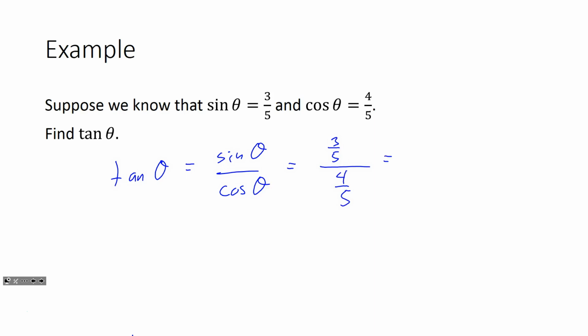To simplify this, we take the 3/5 and multiply by the reciprocal of the denominator, 4/5, which would make it 5/4. These 5's will cancel, and so therefore our tangent of theta equals 3/4. An easy problem to solve, provided we knew that last identity.